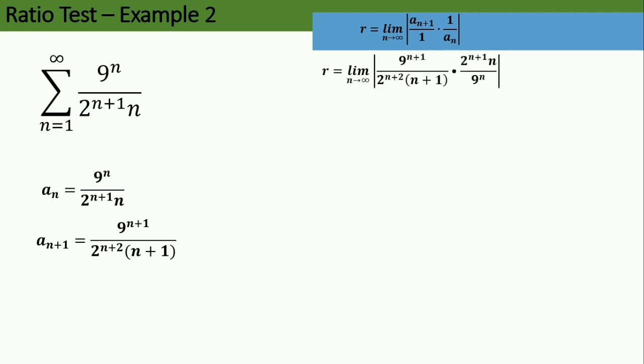So, ing-ani na siya. So, r is equals to the limit of the absolute value of our a sub n plus 1. So, kani siya. So, 9 to the power of n plus 1 all over 2 to the power of n plus 2 quantity n plus 1. And then, our value of a sub n, ma-reciprocal, since ato ang formula man kay 1 over a sub n. So, mahimo na siyang 2 to the power of n plus 1 times n all over 9 to the power of n.